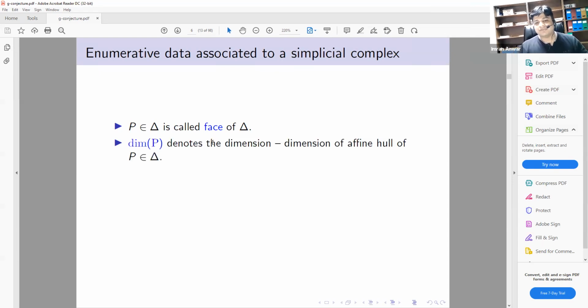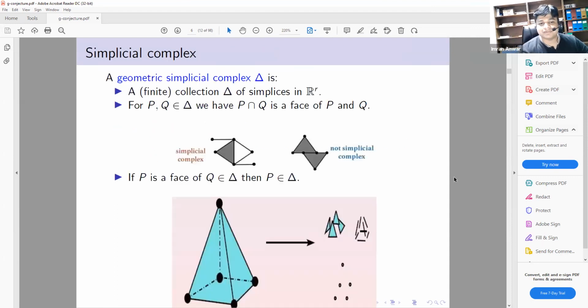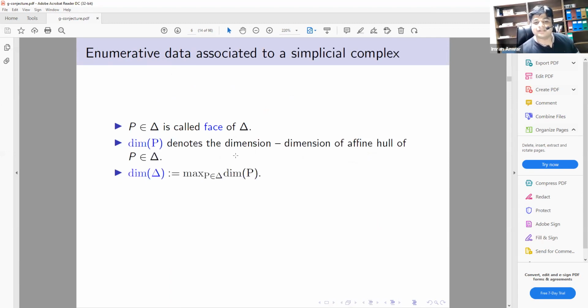And the dimension of a face: the members of delta are nothing but the simplices, and simplices are nothing but the affine hull. So the dimension of a face is the dimension of its affine hull. And similarly for the dimension of a geometric simplicial complex. There are different simplices, just like in the previous example. You can see that the maximum dimension in this case is a triangle, which is a convex hull of two dimensions. So the maximum dimension is two. The dimension of the simplicial complex is the maximum of the dimensions of its simplices.